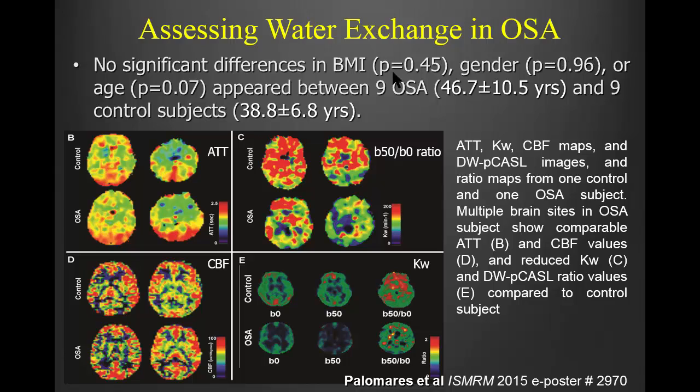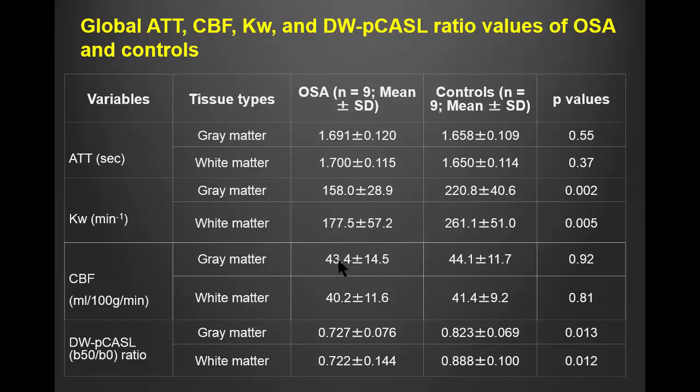There is no difference in BMI and gender, and a slight trend of age difference. What we measured is that CBF is not different and ATT is not different. However, we found that the diffusion B50 over B0 ratio as well as the kW were significantly reduced, indicating restricted water exchange in OSA. This just shows you the numbers.